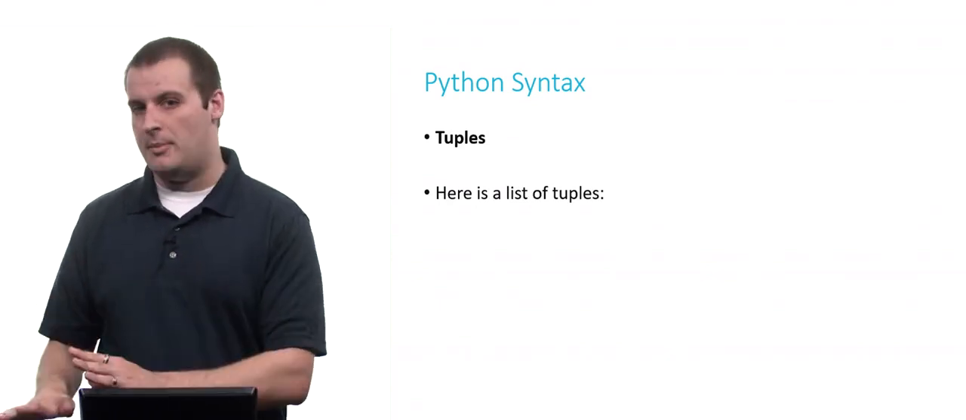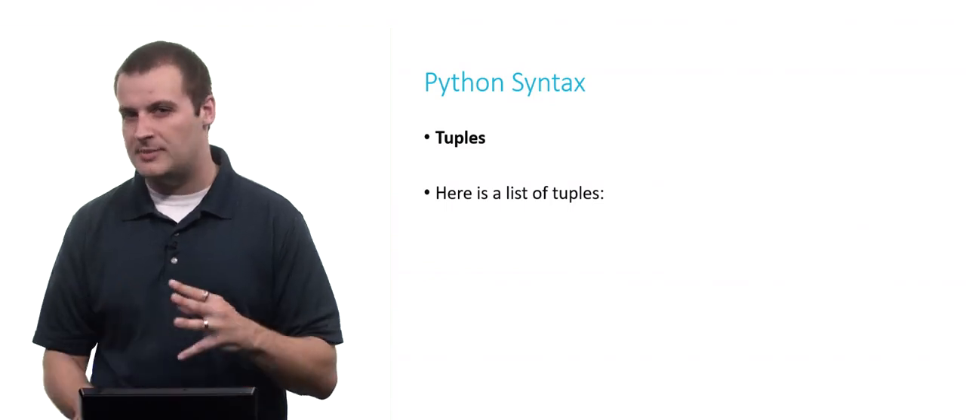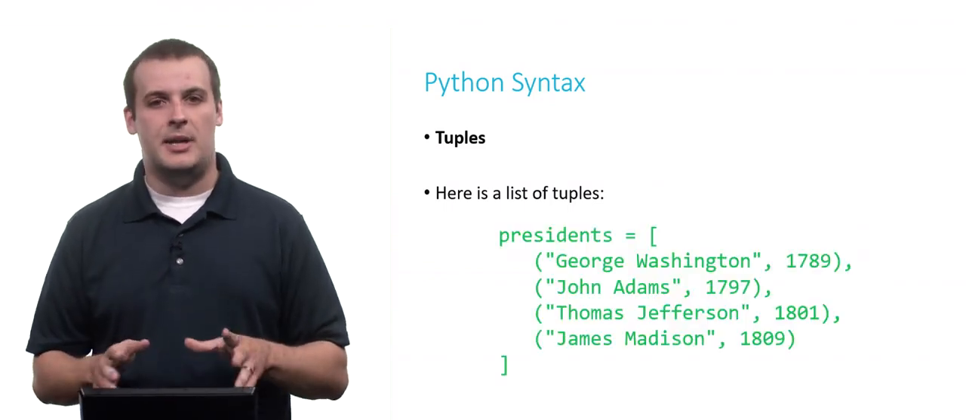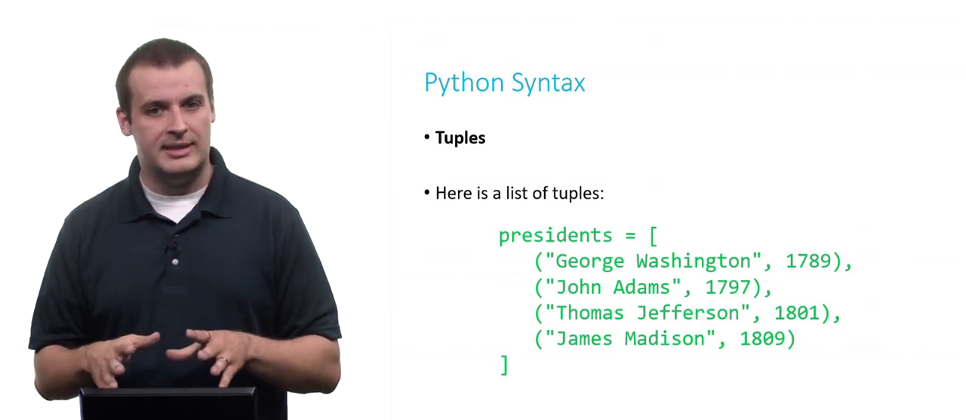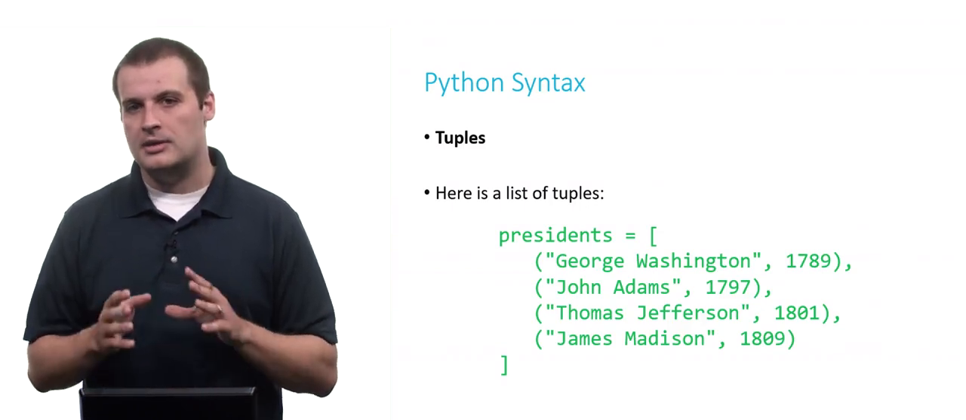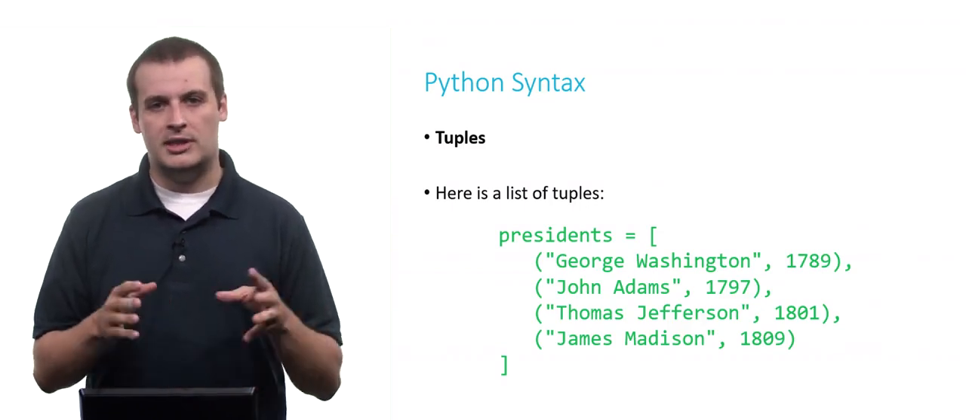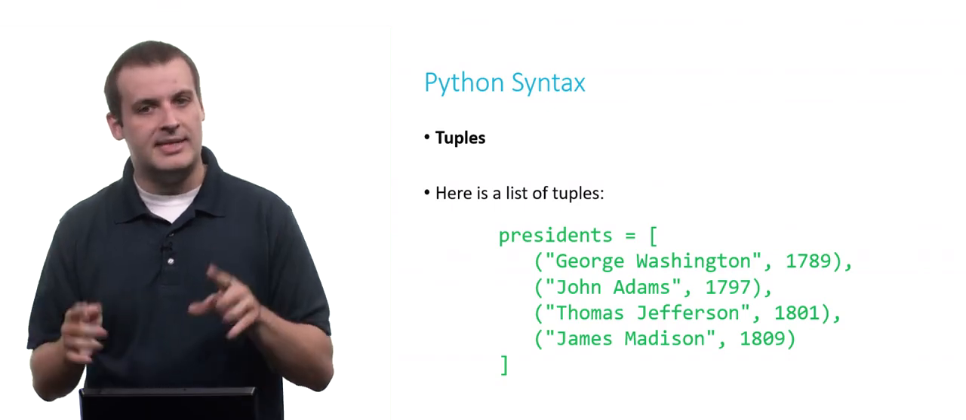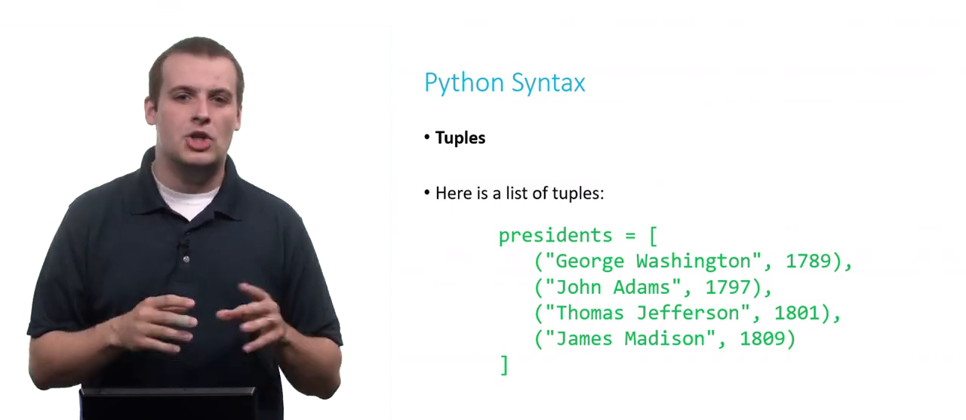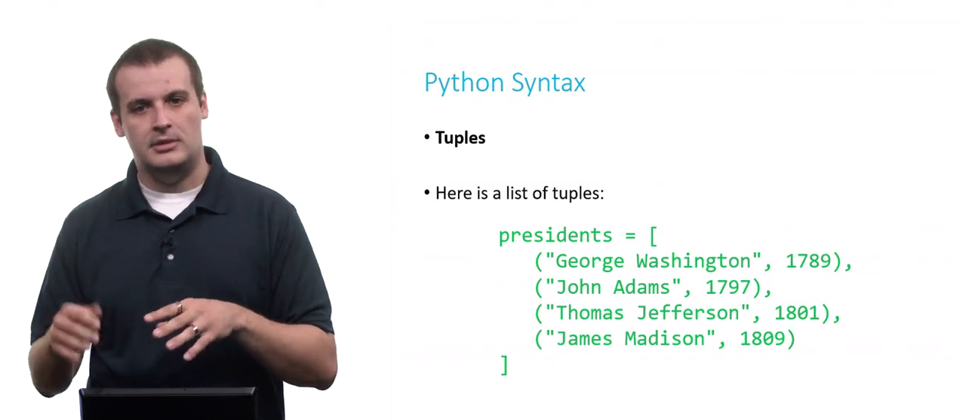So here, for example, is a list, which we just talked about, of tuples. So we're mixing these two concepts together here. This is a list called presidents that contains 4 tuples. George Washington, comma, 1789 in parentheses. That's how we indicate a tuple. John Adams, comma, 1797, and so on and so on.